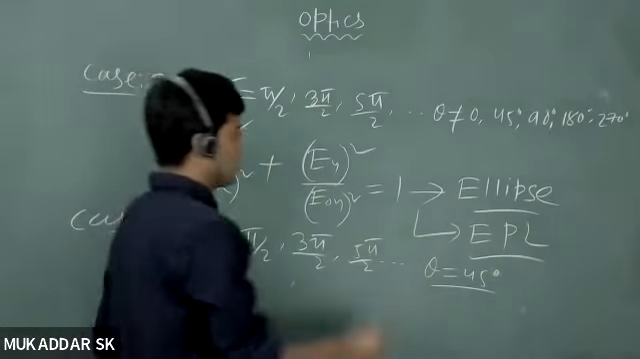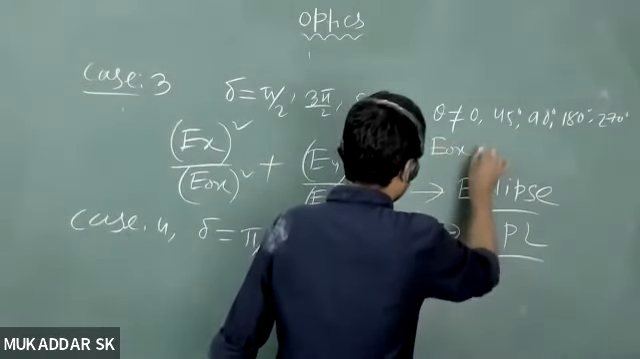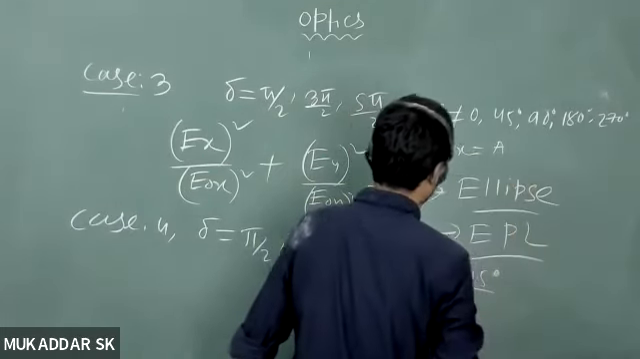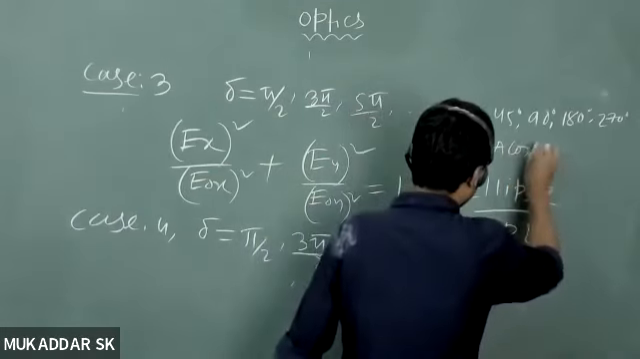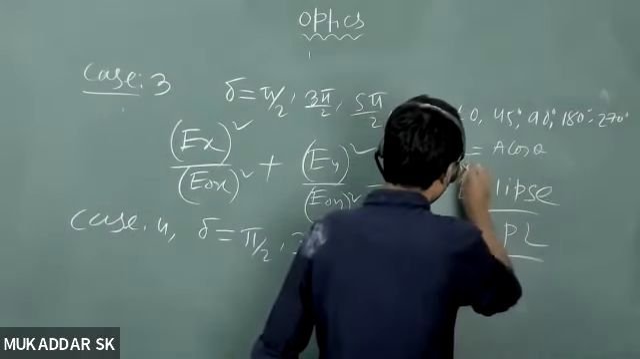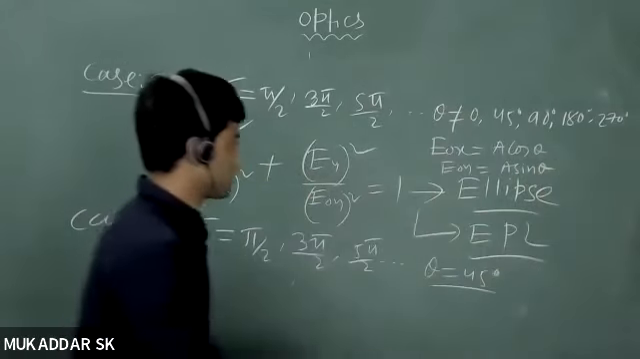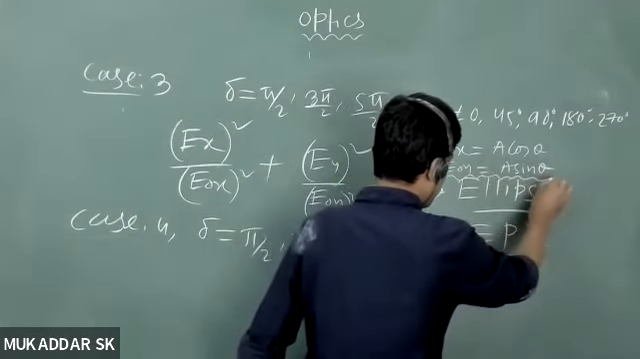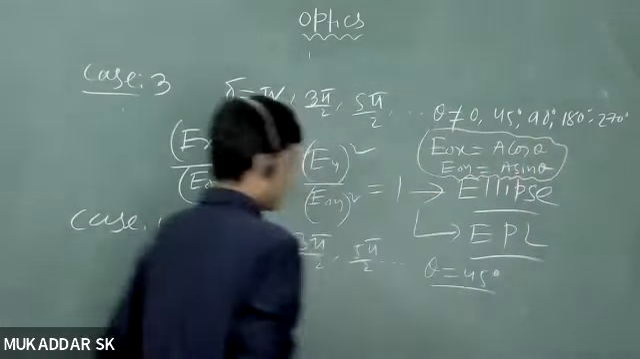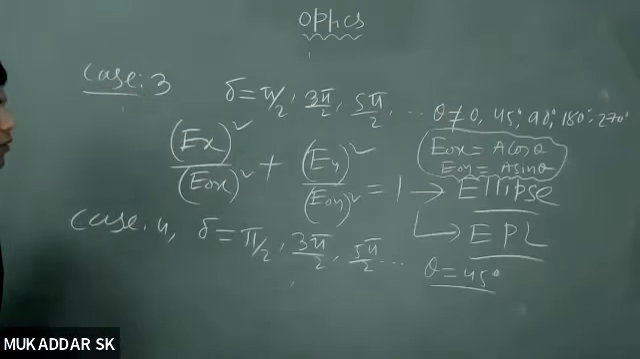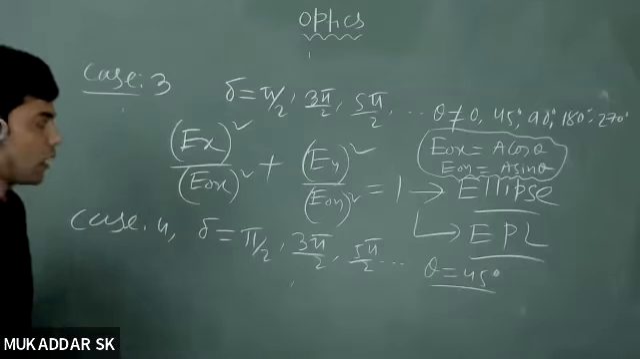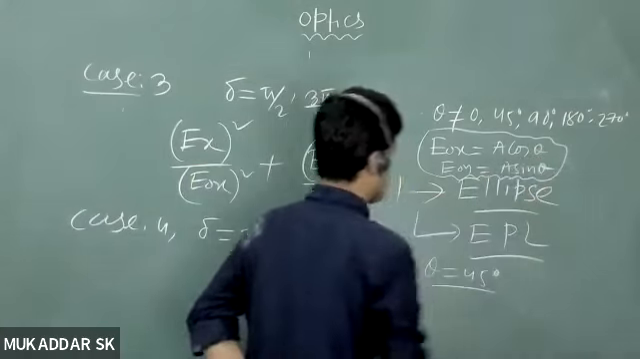If you remember, how much is E naught x? E naught x is nothing but A cosine theta, and E naught y is A sine theta. We have discussed this part, right? During our discussion, do you remember everyone that E naught x is a cosine theta and E naught y is a sine theta? Is this part clear? Do you remember everyone? Yes, sir. Okay.